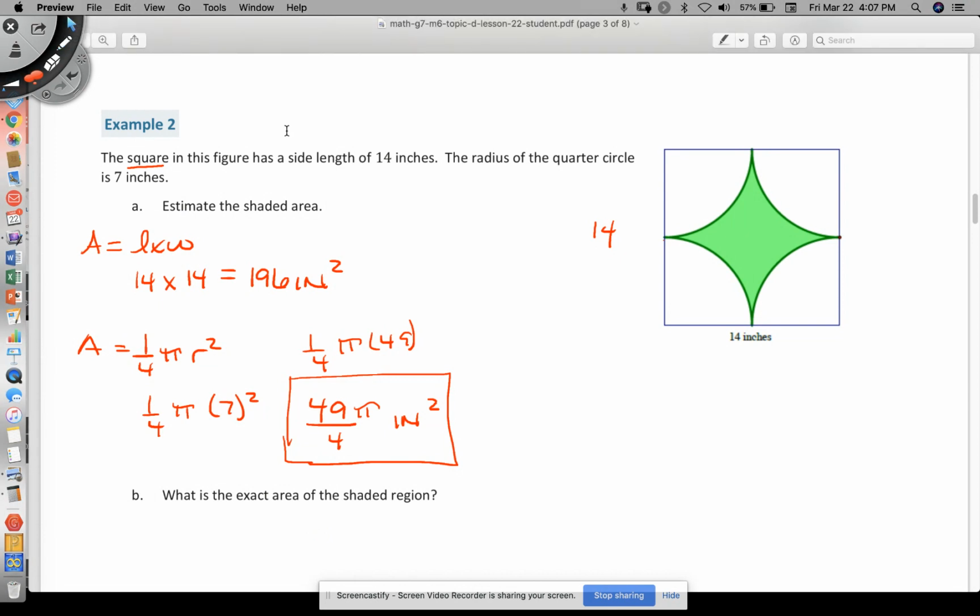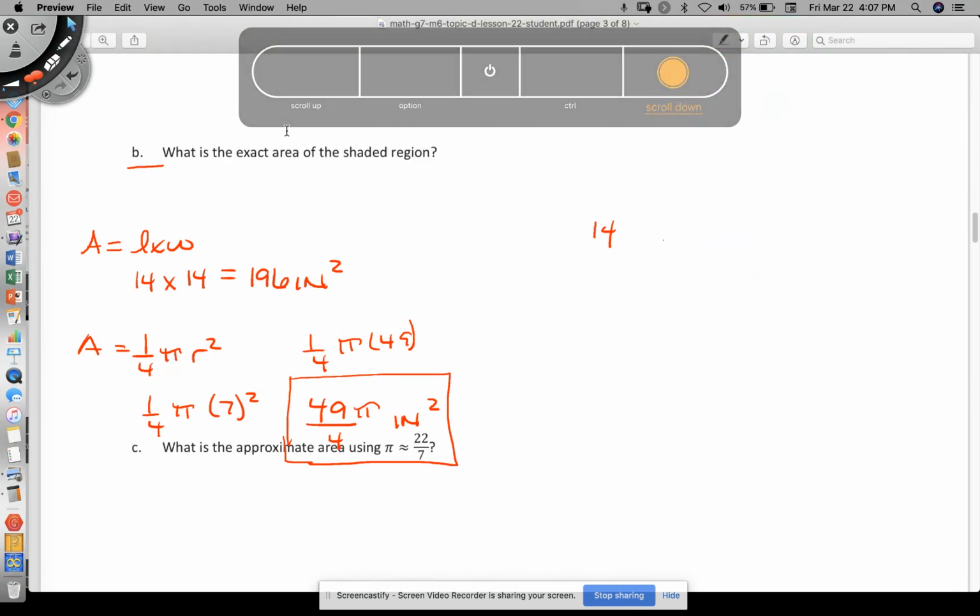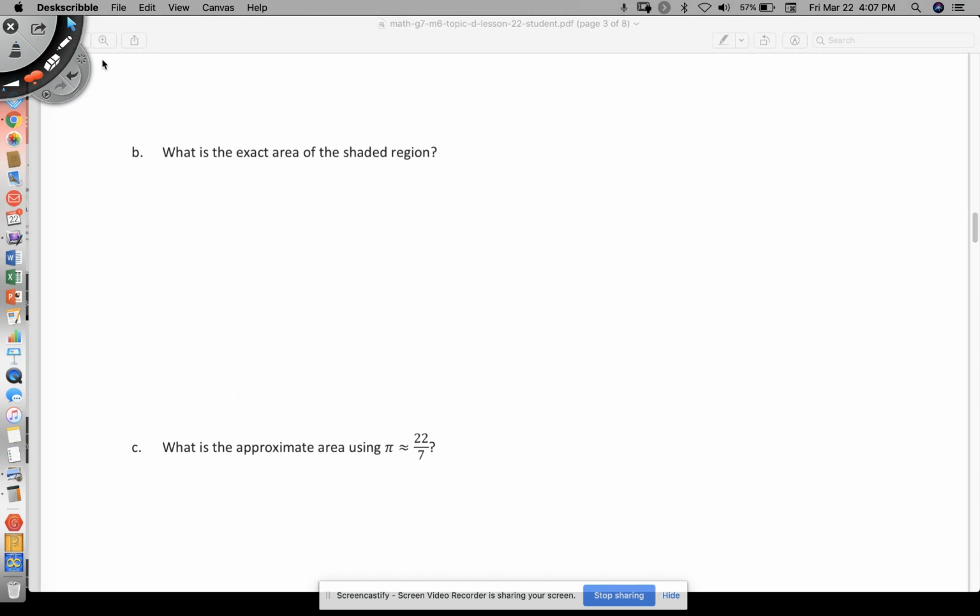Because if you look at the next problem, it says find the exact answer. Now we're actually going to solve it. So we're going to say that the 196 that we got up above, we're going to subtract from the 49 pi. We need the parentheses to go around that. Inches squared. So that's how we're going to solve the exact area.